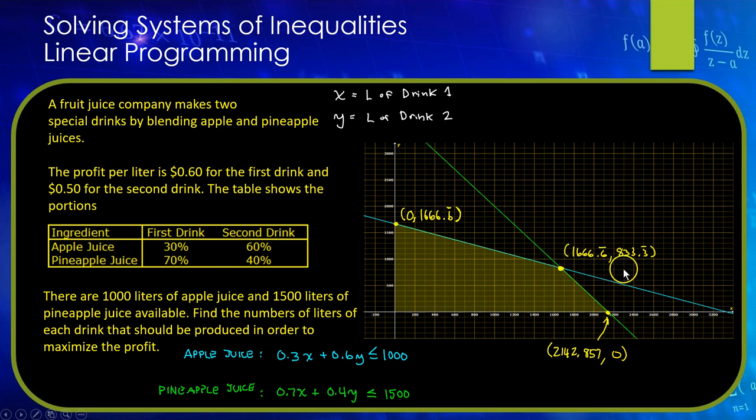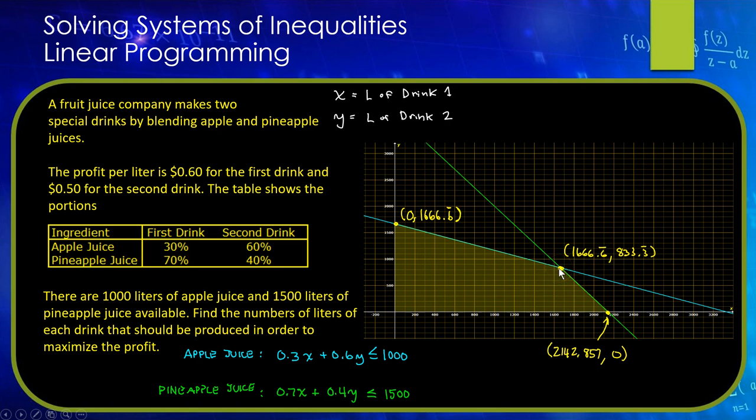This is that much of drink 1 plus 833 and 1/3 liters of drink 2. We want to see which one's going to produce the most profit. And most of the ones that you're going to deal with, whenever you see it, this intersection point out here is going to usually be the one.